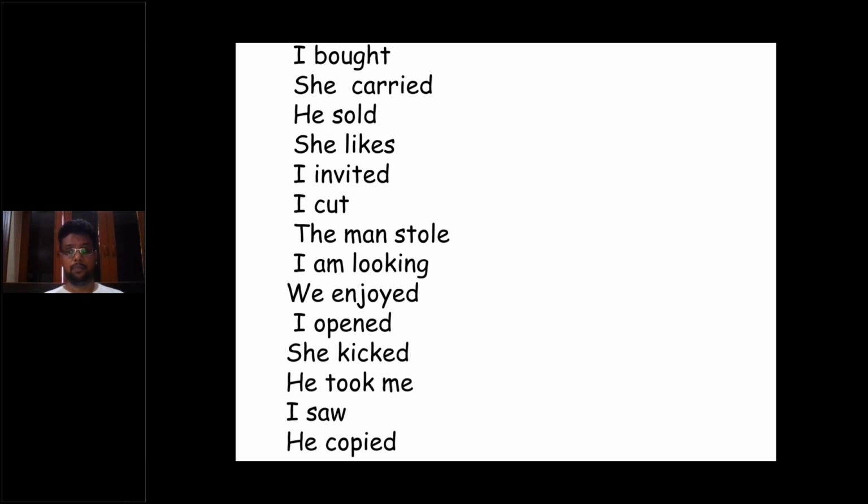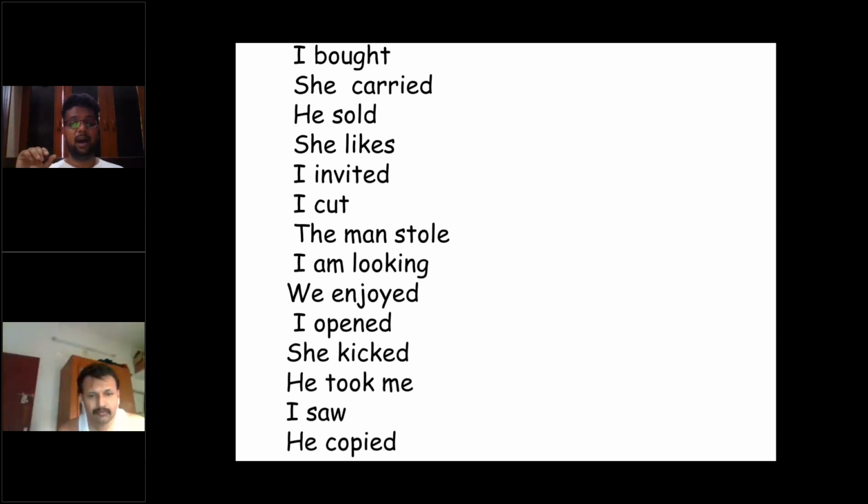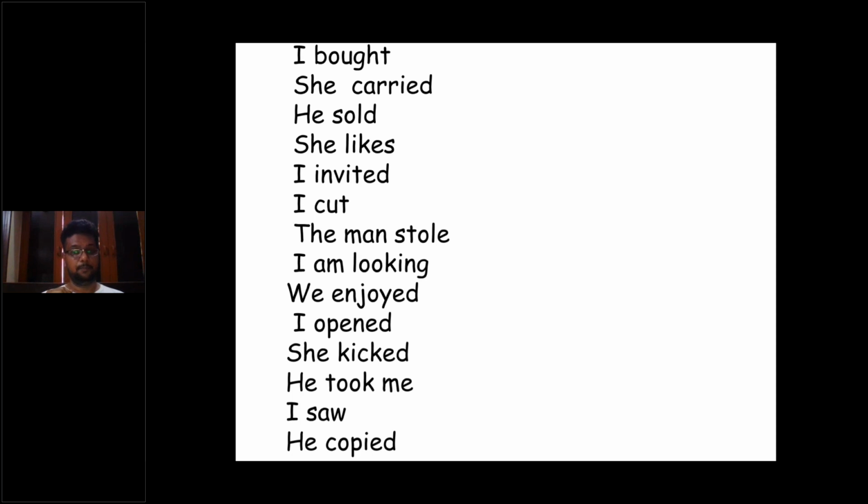I am looking. We enjoyed. I opened. She kicked. He took me. I saw. He copied. All these sentences are incomplete sentences. You need an object here. What you require is an object here. So let's complete these sentences.